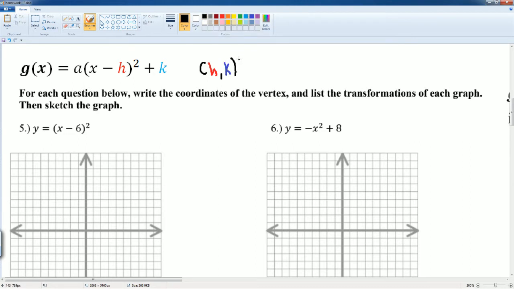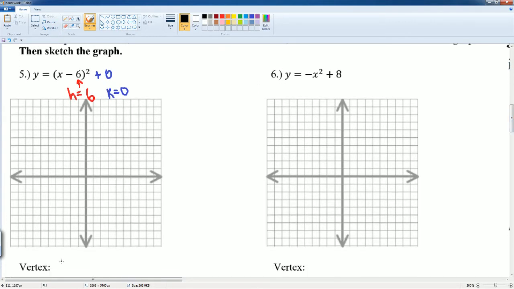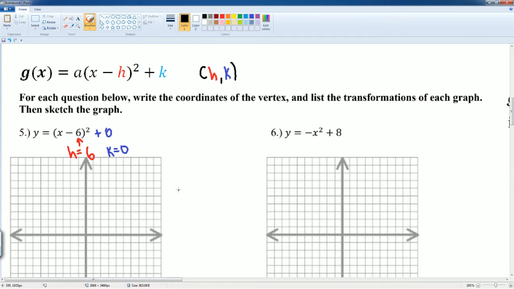All right, so let's just get that from this one. It looks like our h here is just 6, not -6, it's just 6. Our k here, we don't see it, but there's a plus 0. Our k equals 0. So in vertex form, the vertex itself would be (6, 0). Next, we want to describe the transformation. So here, we also want to know what a is. So a is equal to 1, and it is positive.